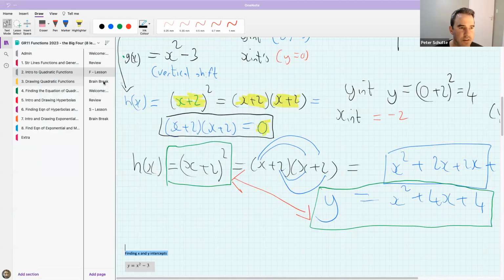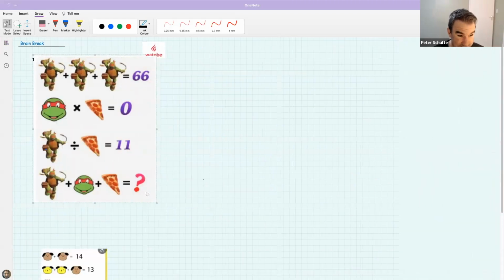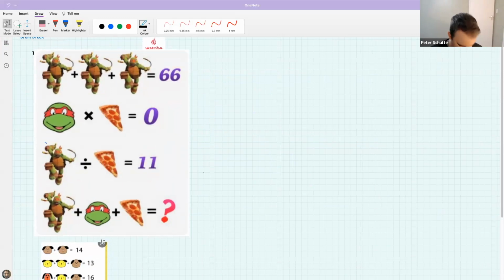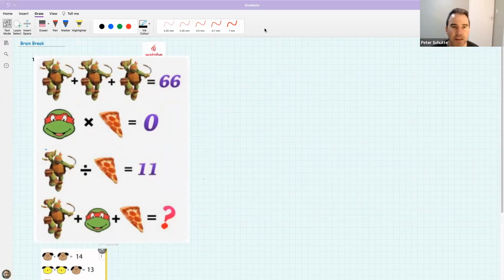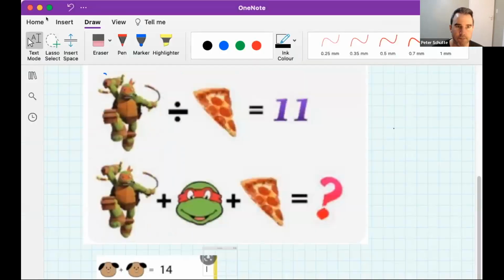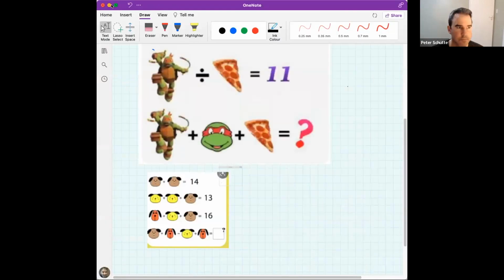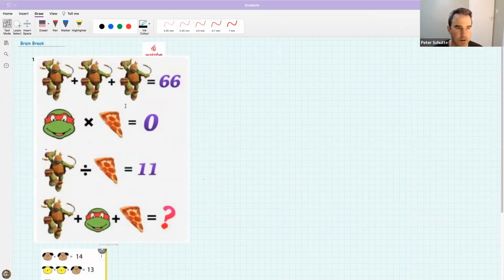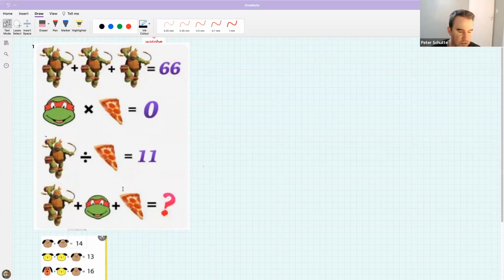And let's just have our little brain break. When I was a kid, these turtles were the rage. I don't know if you know who they are, but anyway, tell me what a turtle plus another turtle plus a piece of pizza is going to be equal to. Bonus points if you know the names of the turtles.